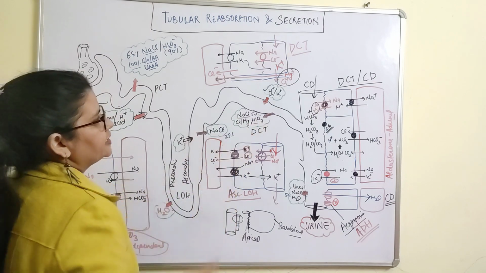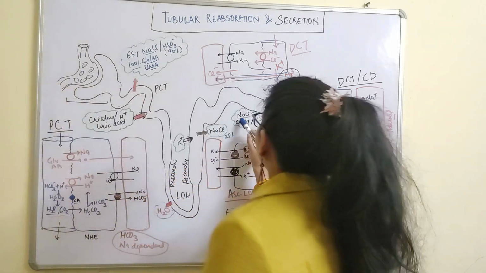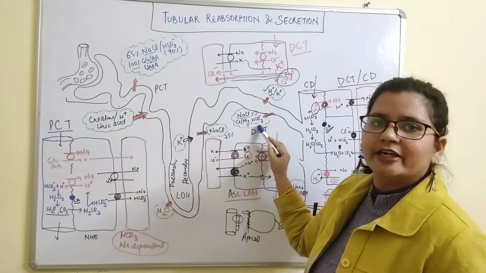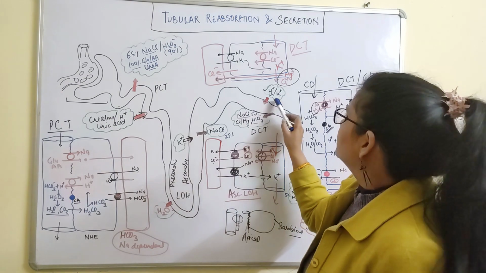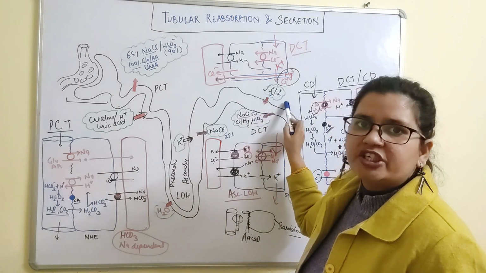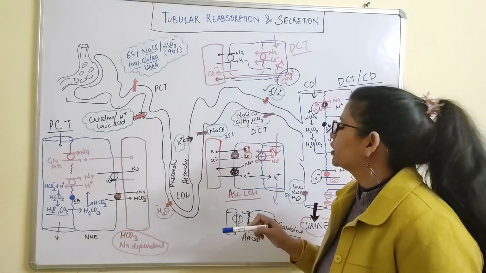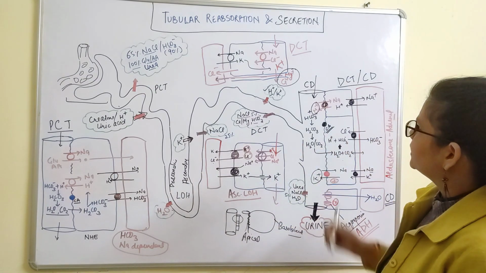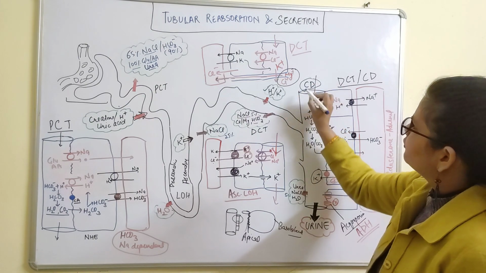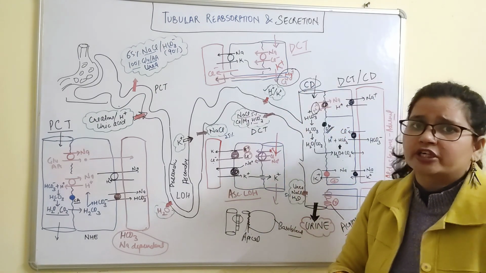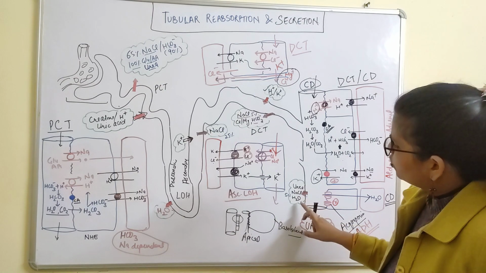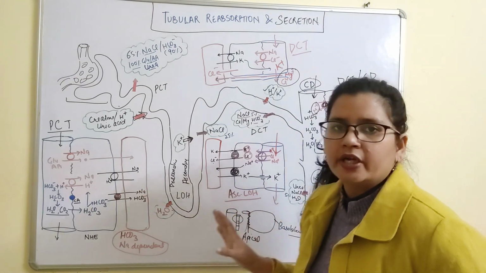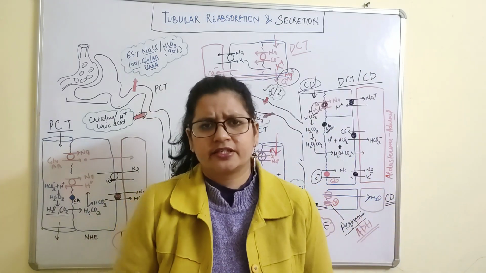The next segment is the DCT. In the DCT again, reabsorption of sodium chloride occurs here, calcium and magnesium are reabsorbed here, bicarbonate reabsorption occurs, and hydrogen ion and potassium ion are secreted here. And coming to the last segment, which is the collecting duct. We know the collecting duct is very important for water reabsorption. So here water, sodium chloride and urea are reabsorbed. Some potassium secretion, yes, occurs here.